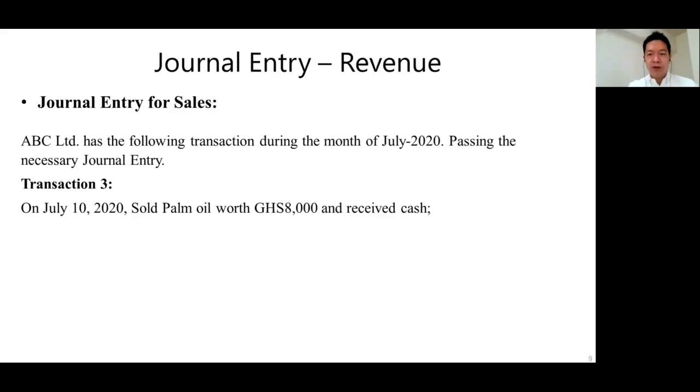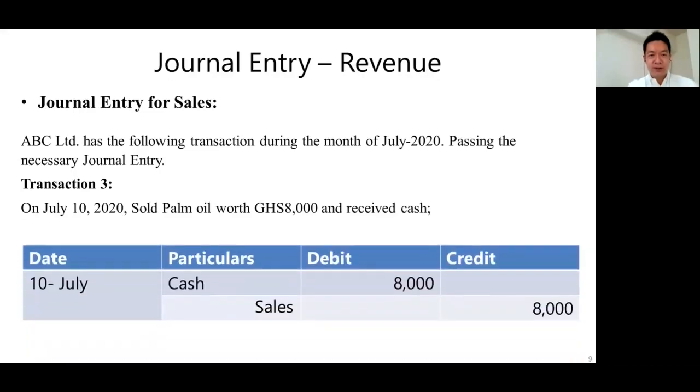The next example is about sales. The company sold palm oil worth 8,000 Ghana cedi and received cash. So what would be the journal entry? The cash was collected, so the asset is increased, and it's in the debit side. The sales should be recorded in the credit side, so sales is increased. So 8,000 is recorded in the credit side.